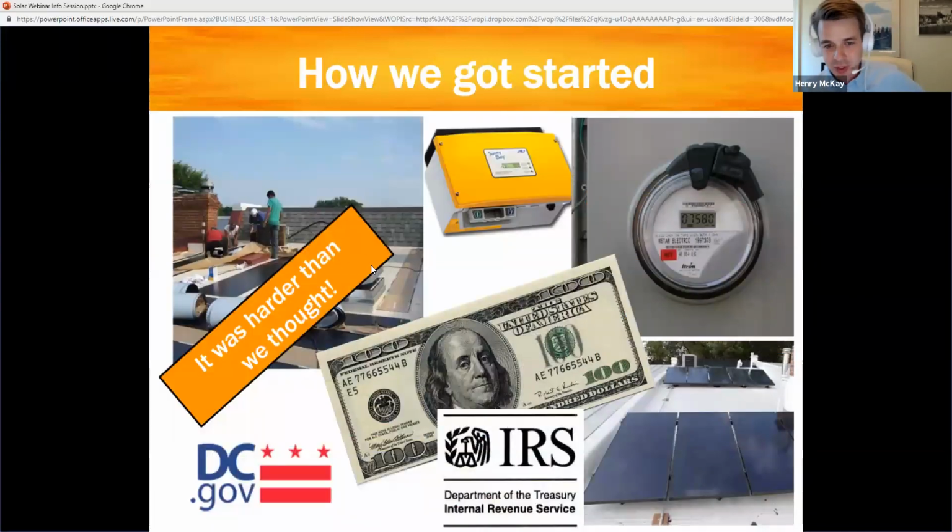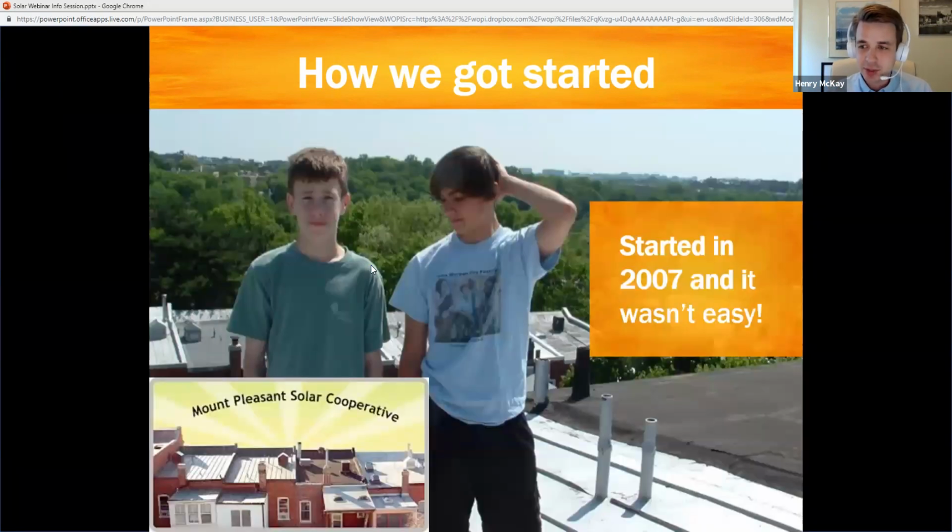This was 2007 again, so not only was it much more expensive than it is today, but it was confusing. There wasn't any good, reliable consumer-facing information on how to do this in a smart, informed way. So what they did is they decided, if we're going to go solar, we're going to take the whole neighborhood with us. So they went around their neighborhood in Washington, D.C. This is the Mount Pleasant neighborhood. They knocked on doors. They got 50 of their neighbors signed up, other neighbors who wanted to go solar as well.